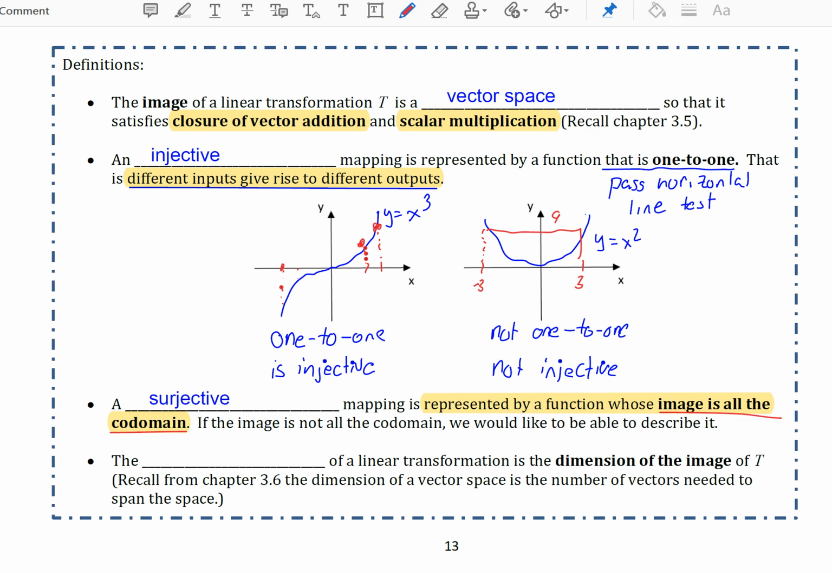And then lastly, the rank of a linear transformation is the dimension of the image of T. So recall from chapter 3.6 that the dimension of a vector space is the number of vectors needed to span that space. So here for us, the rank is the number of vectors needed to span the image.